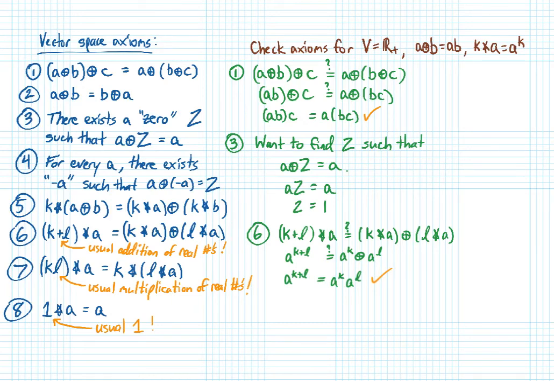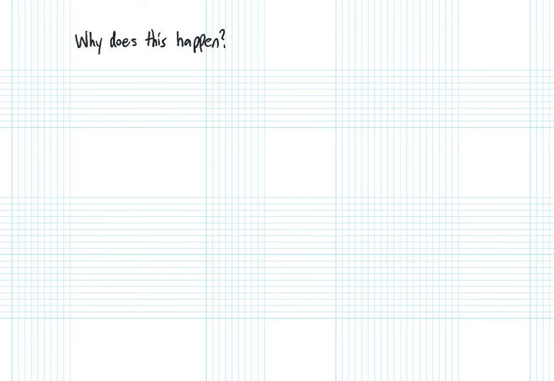And you'll notice if you go through the other axioms that something similar to what just happened will continue to happen. You'll see these rules that you learned about exponents appearing in the verification of these axioms. So another question you might ask is, why does this happen? Where does this weird vector space structure come from? Well, there's actually a pretty nice explanation for it.